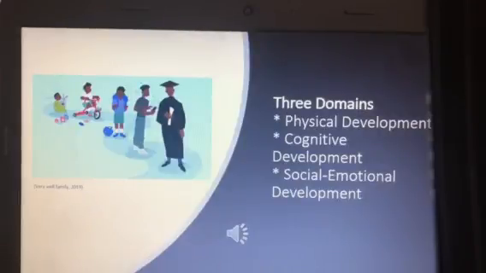Child development has three distinct factors which can be defined as nature or hereditary, nurture or environment, and agency. There are also three developmental domains: physical development, cognitive development, and social emotional development. Later on in this presentation, these developmental domains will be addressed when discussing the developmental stages.